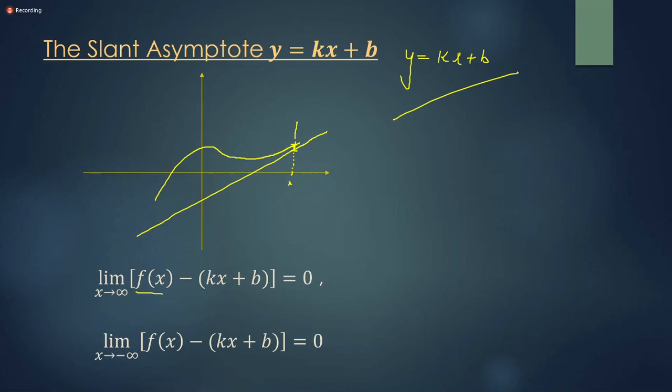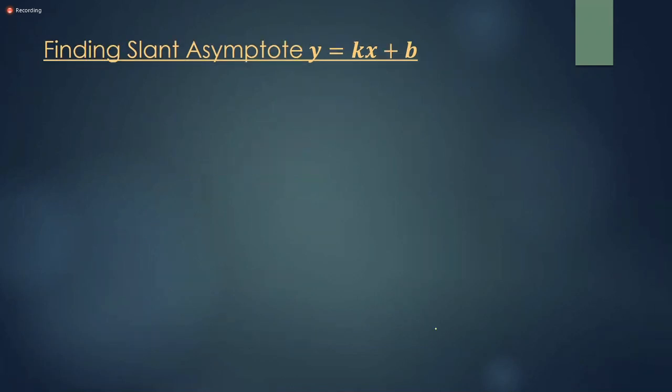So how do we find these values, k and b? This means that we have already found them and put them into this limit. So this doesn't work for finding it. It only works as a definition. But how to find the slant asymptote, that's what we will do next. Okay, so finding the slant asymptote.